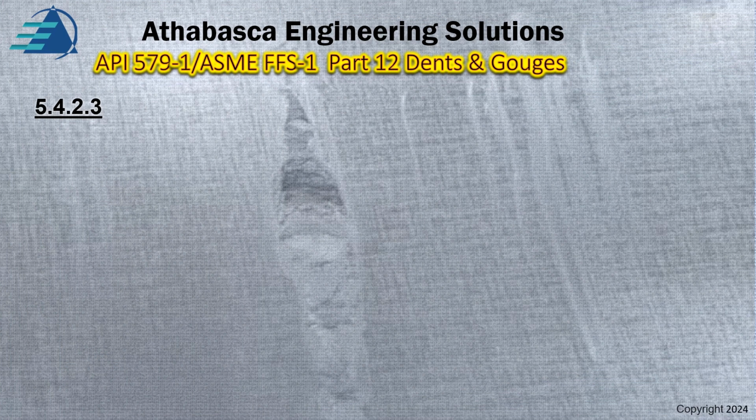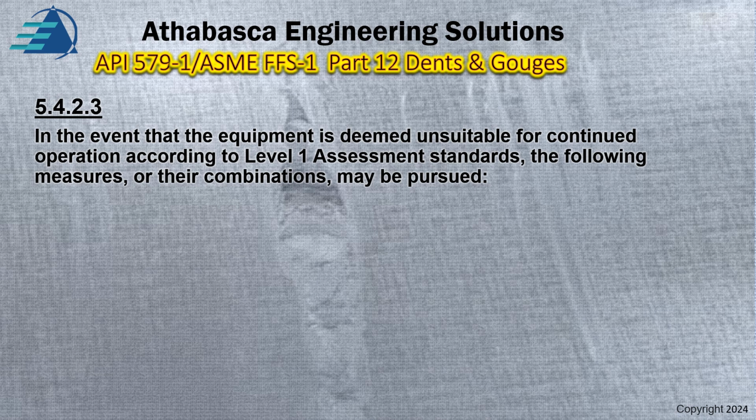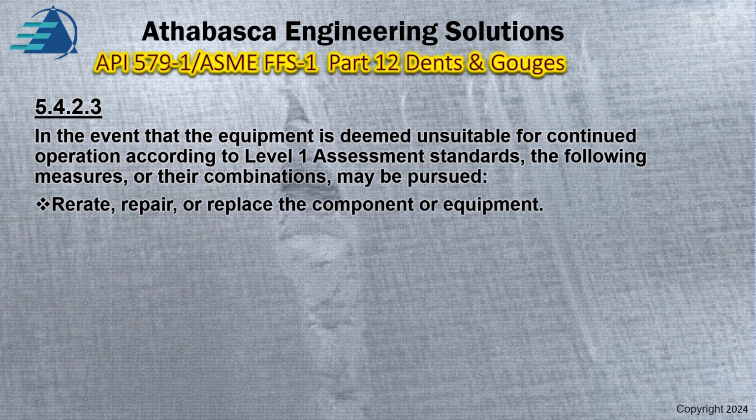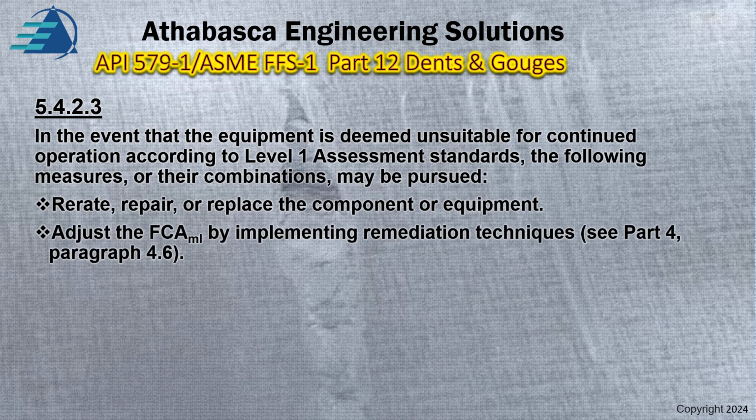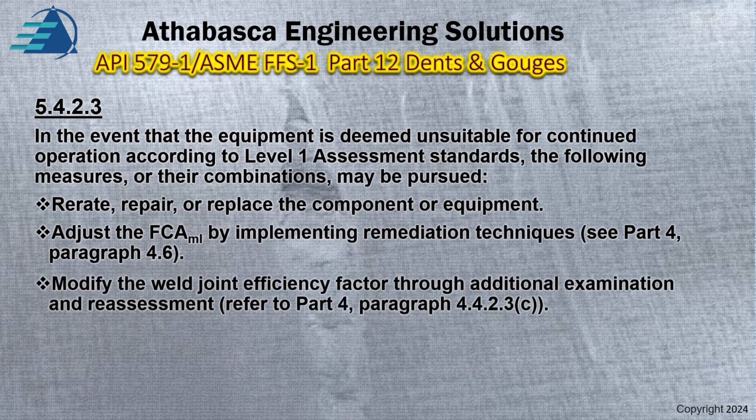Let's look at the recommendations from 5.4.2.3 in the 2021 edition. In the event that equipment is deemed unsuitable for continued operation according to level 1 assessment standards, the following measures or combinations may be pursued. So we can re-rate, repair the component, or replace the component or equipment. In our case, we did an example of a re-rate. We can adjust the future corrosion allowance by implementing remedial techniques, which would require approval by the local authority.